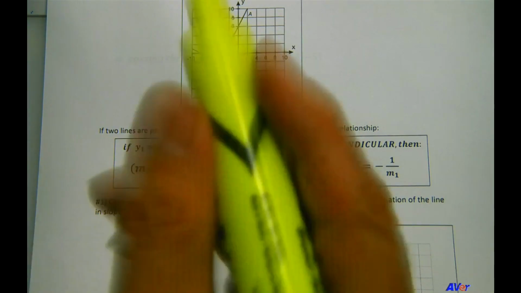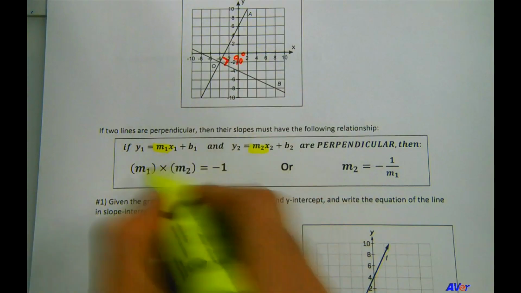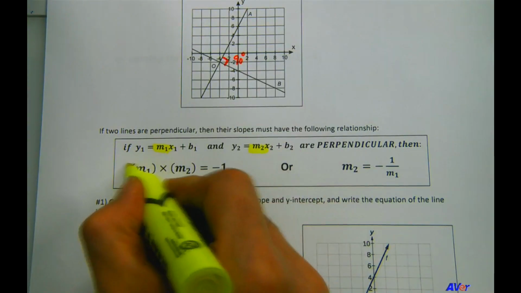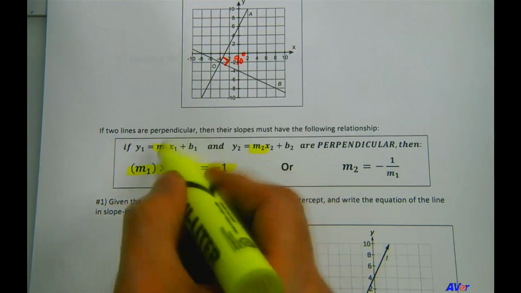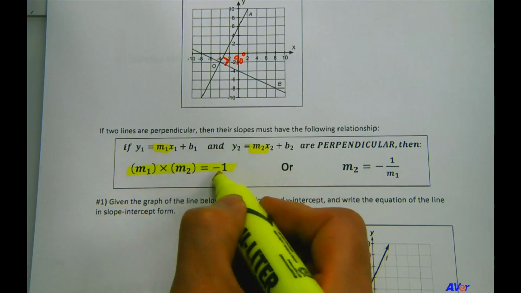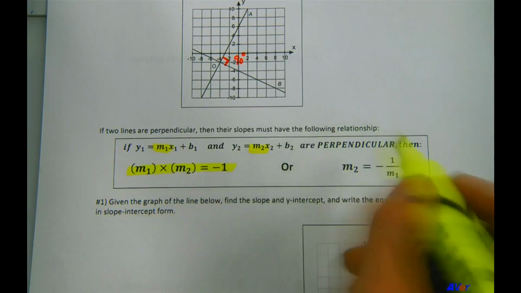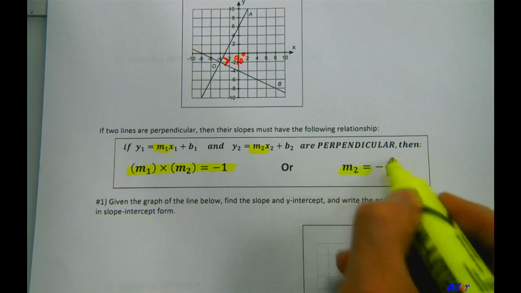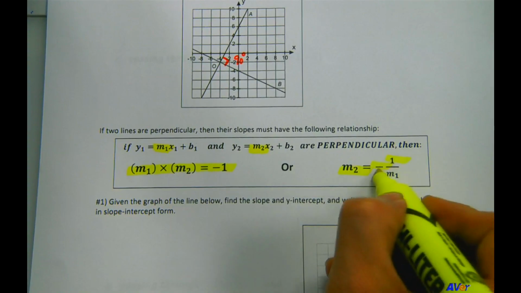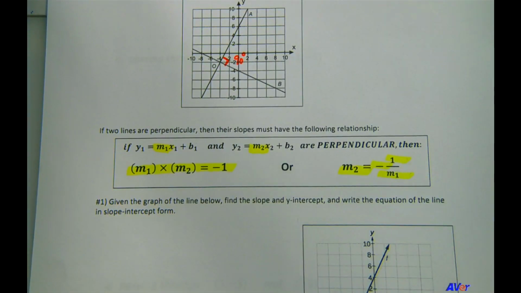But make sure that you remember the condition is either the product of the slopes m1 and m2 should be equal to -1, or the slope of one line is equal to the negative reciprocal of the slope of the other line. Okay, negative reciprocal of the slope of the other line.